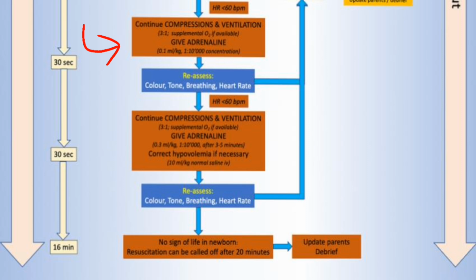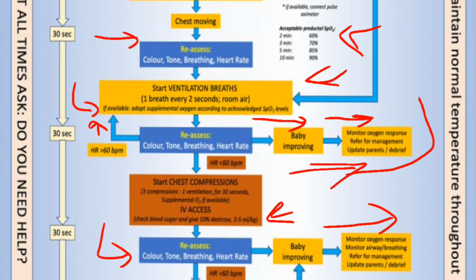You can just give 0.2 milligrams per kg, 0.2 mils per kg in 1 in 10,000 concentration. Okay, then after you give, again you reassess the child. You assess for the color, tone, breathing, and heart rate. Okay, if the child is maybe improving, then we go back to here. If the baby is improving, then still go back to monitoring oxygen response. If there is any need for referral, we refer. That's the same thing we are going to do.